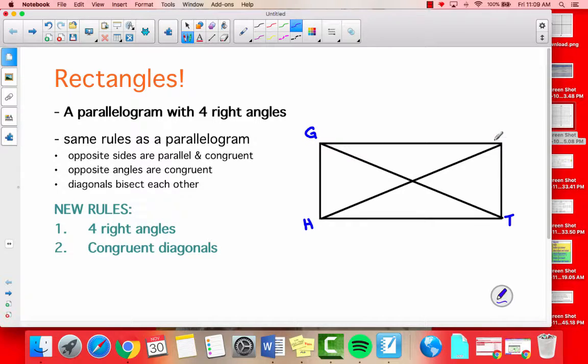So if I have my rectangle drawn in here, all my angles would be 90. So I'm going to put right angle boxes in all of them. And then I'd say that the diagonal GT is going to be congruent to diagonal AH. And that would allow me to find these missing segment lengths if I needed it. All right, so two new rules. Make sure you write those down, draw in the picture, and then we can jump into some examples.